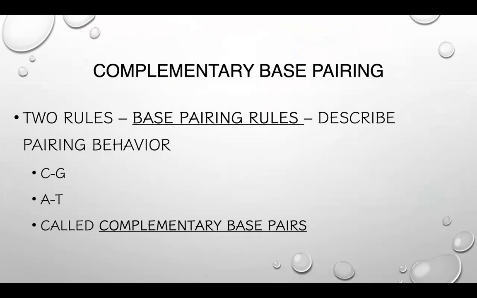This is how DNA replication is going to work according to the base pairing rules. And I'll talk about that again a little bit later. So these two are called complementary base pairs. They complement each other. So A complements T, C complements G.